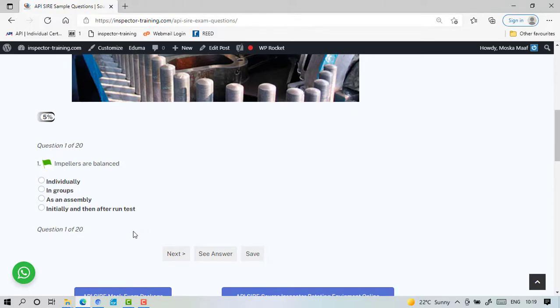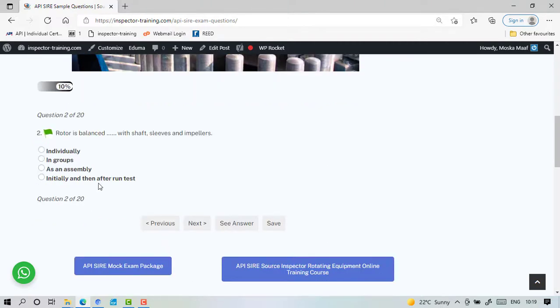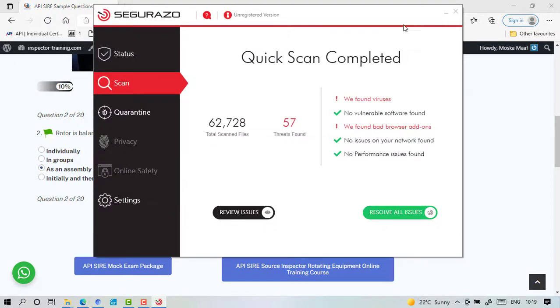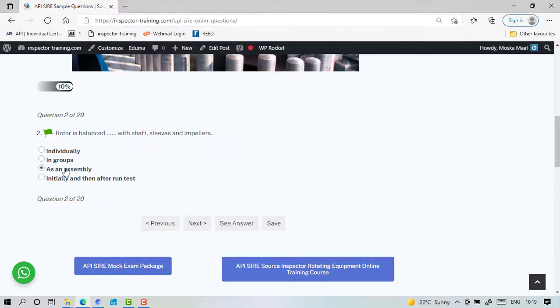Question 1: impellers are balanced individually, like a tire or a wheel of a car. The rotor is balanced as an assembly. So once the impellers are balanced, they are assembled on the rotor, and the whole thing is balanced all over again in one set.